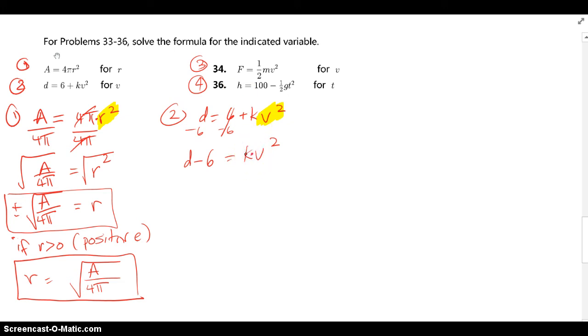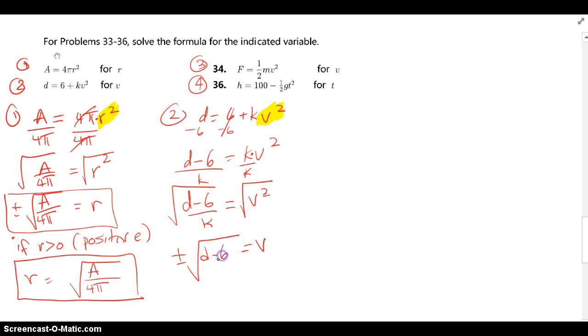Now this is times k, so I'm going to divide both sides by k, and I have v squared equals d minus 6 over k. Again, I have v squared. I want to knock down the power, so I'm going to square root both sides. So v is equal to plus or minus square root of d minus 6 all over k. And again, I didn't say anything about v being positive, so I'm just going to go ahead and keep both the positive and the negative.